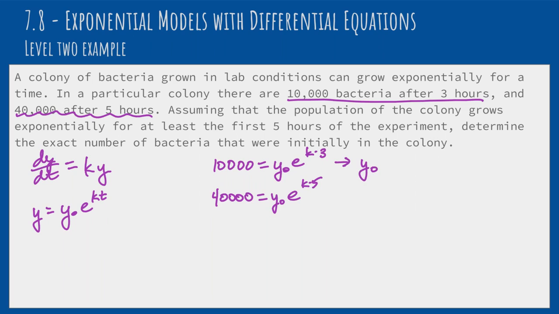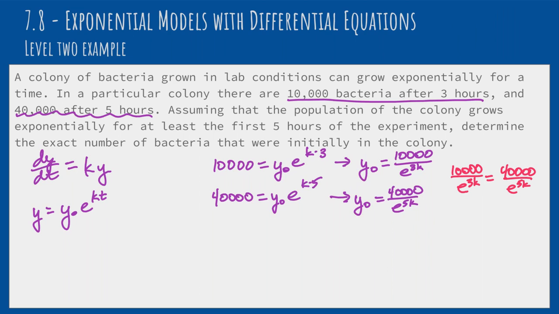So solving for y naught here, we're going to get y naught equals 10,000 over e to the 3k. And here we get y naught equals 40,000 over e to the 5k. So what we can do now, since we know what y naught is in both, we can set those equal to each other. So we get 10,000 over e to the 3k is equal to 40,000 over e to the 5k.